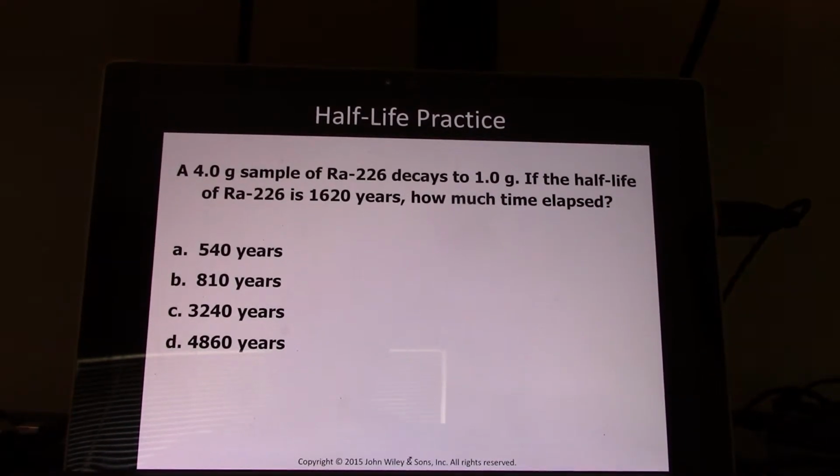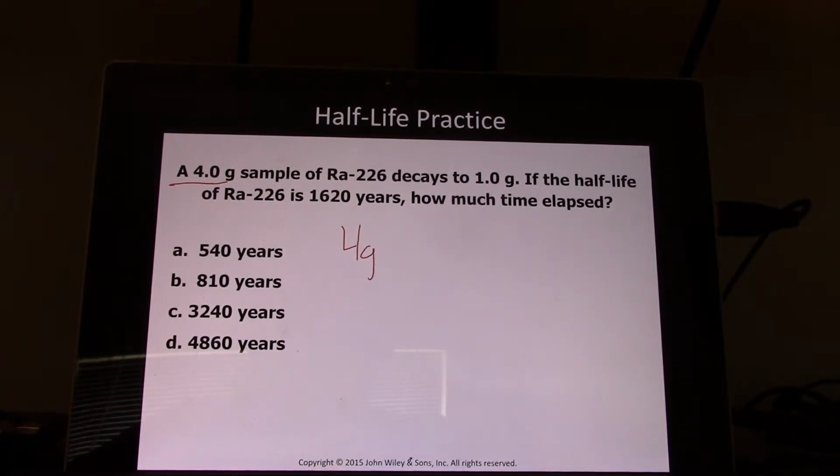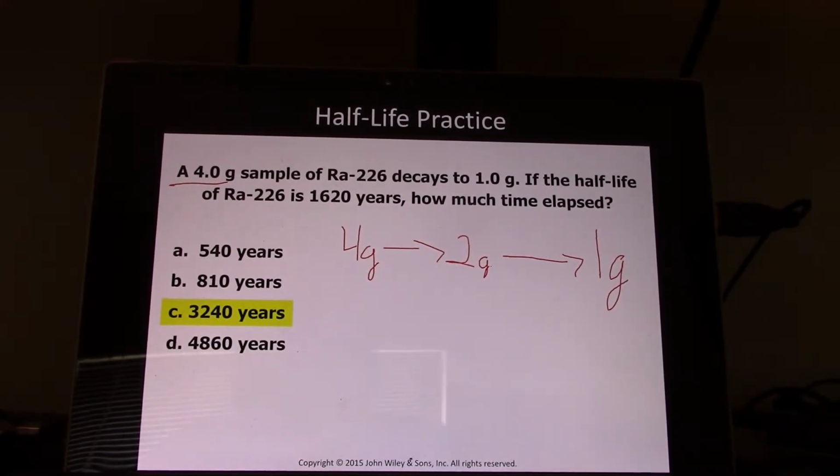A 4-gram sample of radon-226 decays to 1 gram. If the half-life is 1,620 years, how much time elapsed? Well, how many half-lives is this? After 1 half-life, 4 grams would break down into 2 grams. Then after another half-life, you'd only have 1 gram. So we have 2 half-lives, and 2 times 1,620 is 3,240.